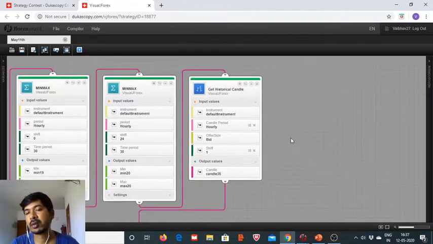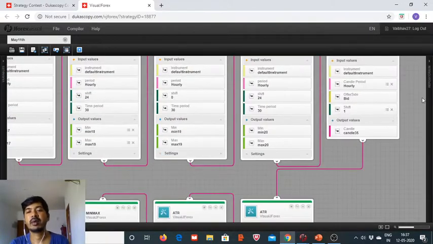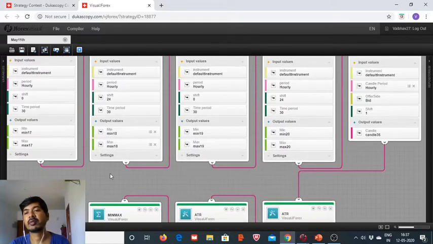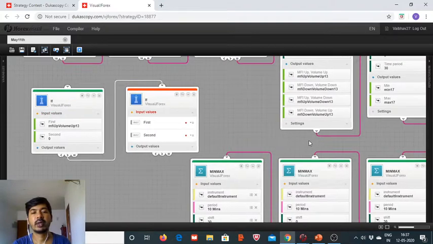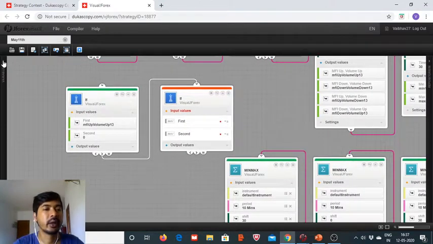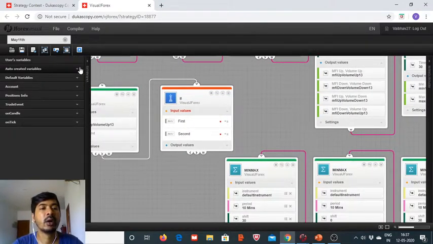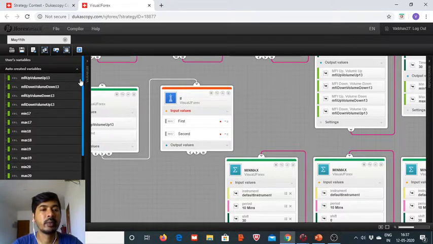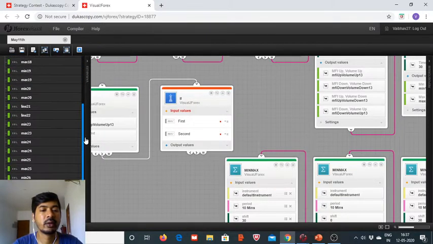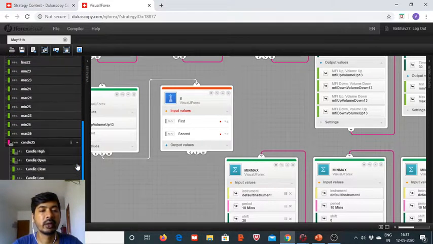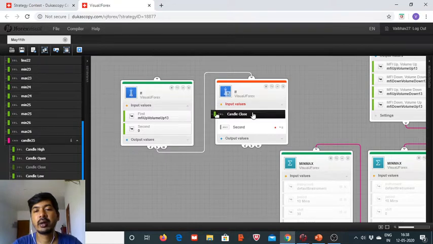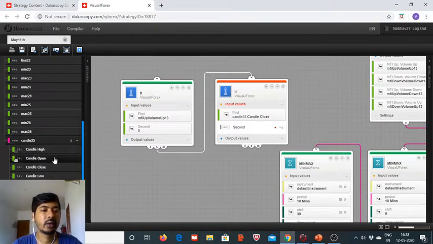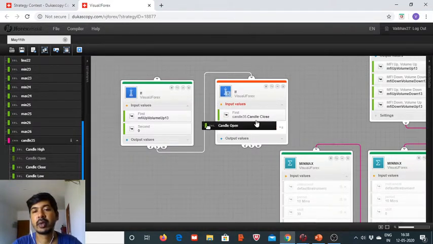Okay, now this is candle 35. We will need to compare candle 35's closing and opening value. So here we take a look on the auto created variable section. Candle 35 is here. We want its closing level to be higher than the opening level.